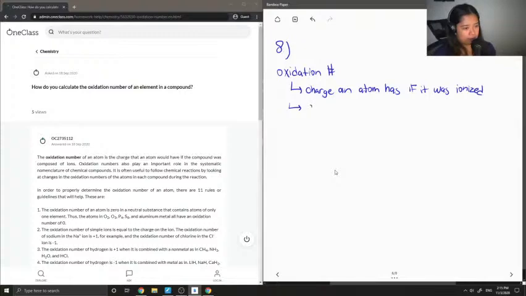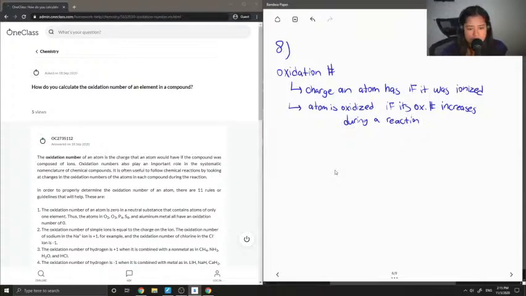So we know an atom is oxidized if its oxidation number increases during a reaction. On the other hand, if the oxidation number of an atom decreases during a reaction, we know that this atom was reduced. Let's see what our junior tutor said.